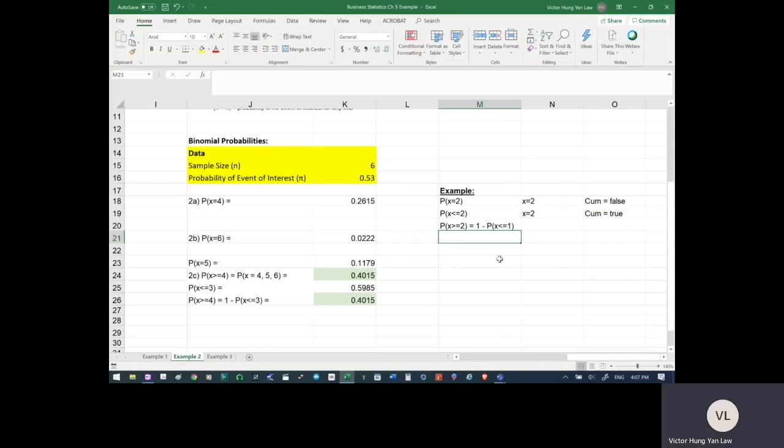The third scenario is trickier. For the third scenario, we're looking for the probability of x is greater than or equal to 2. To find out the probability of x is greater than or equal to 2, what you need to understand is that in Excel, the cumulative function only takes the probability from the very left side all the way to the x value.